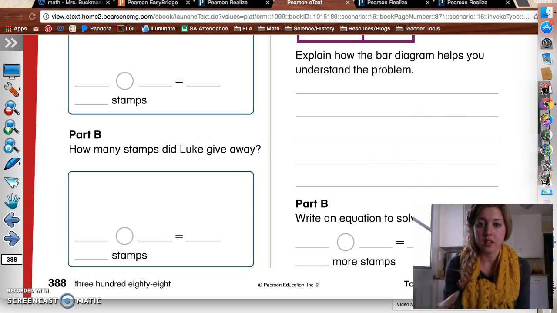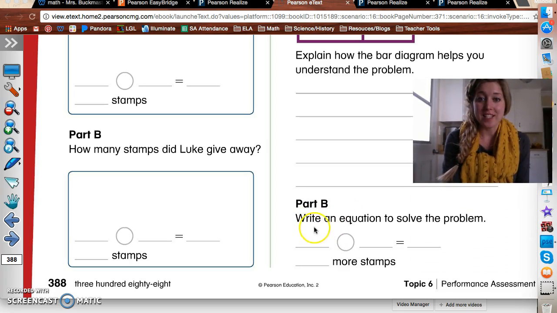Part B, I'm going to move my face out of the way, says write an equation to solve the problem. So you will write an equation here and then make sure you put your answer here. Pause and solve. And then you are done.